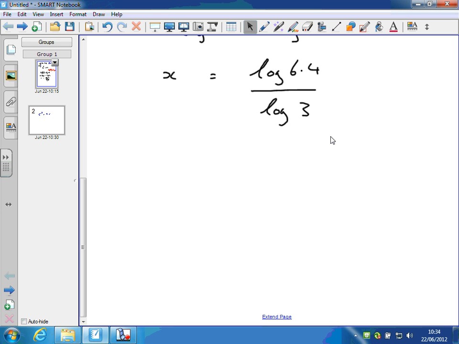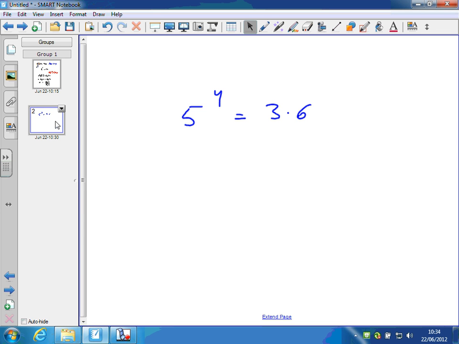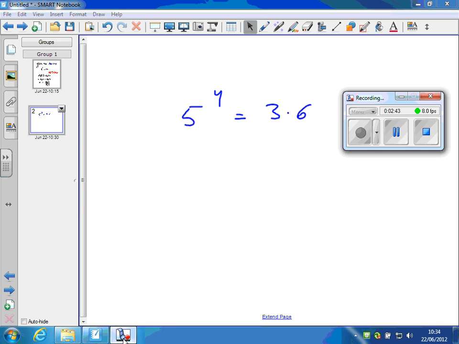Having had a look at that one, try this one, which is almost exactly the same. 5 to the power y equals 3.6. This is an indicial equation because y is in the power, so use logarithms and find the value of y. You can check that it's correct by putting it back into the original equation and seeing if it works. But once you've had a go at it, pause this video clip. Once you've had a go at it, then you can look at the answer that's at the end.